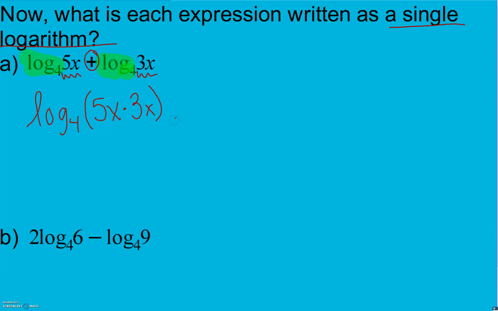Simplify within our parentheses here. Log base 4 of 5 times 3 is 15. X times x is x squared. And we're going to leave it just like that. Some of you might be wondering why I didn't take and swing this 2 to the front. And that's because it's not the exponent on the 15. So we can't swing it to the front using that power property because it's not an exponent for the whole thing. It's just for the x. So be very careful there.